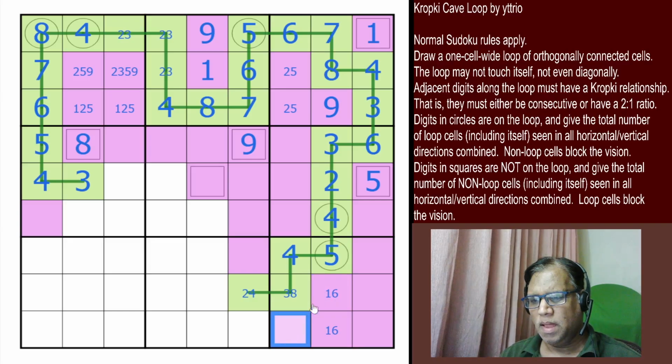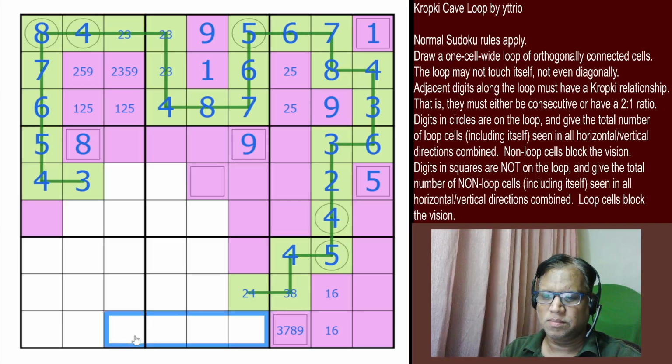Now, this one is not 1, not 2, can be 3, cannot be 4, cannot be 5, cannot be 6, can be 7, can be 8, or can be 9, right? 3, 7, 8, 9. Now, that means if this is not 3, this is directly going up to here. Okay.